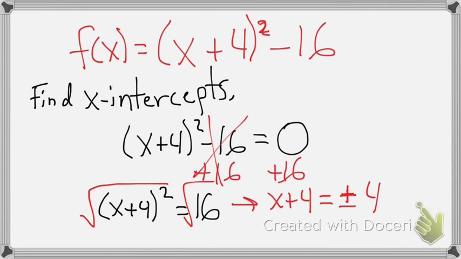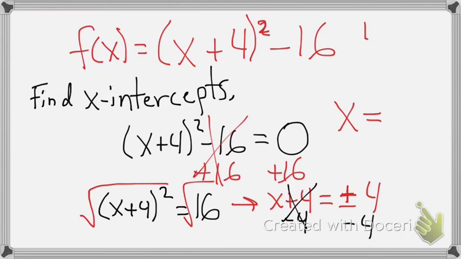Okay, so now the last thing we would do, don't worry about the plus or minus yet. We cross that bridge when we get to it. All right, now we subtract the 4. So we're going to have just x on the left. But now we have 2 things we have to do. We got to do positive 4 minus 4. And then we have to do negative 4 minus 4.